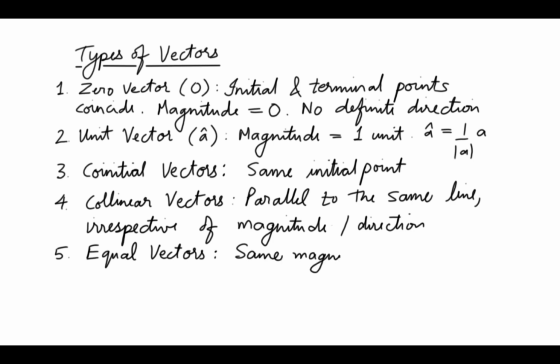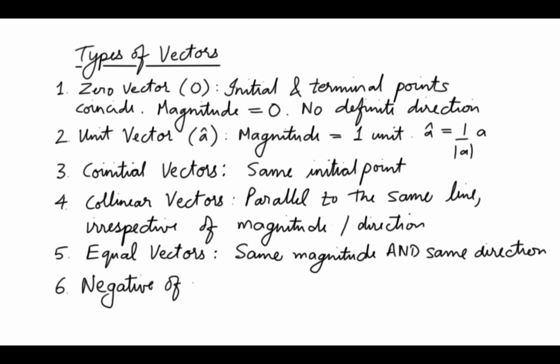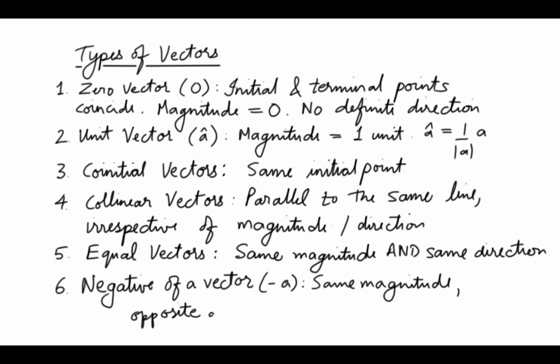Equal vectors must satisfy two strict conditions. They must both have the exact same magnitude and the exact same direction, no matter where they sit in space. Lastly, the negative of a vector keeps the same length but flips 180 degrees in direction, meaning vector BA is the negative of vector AB.